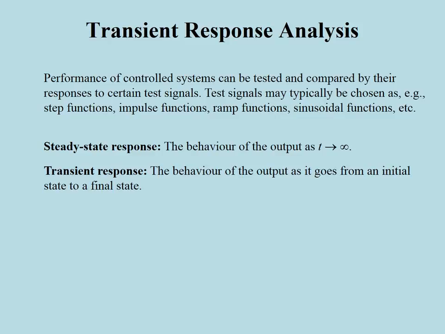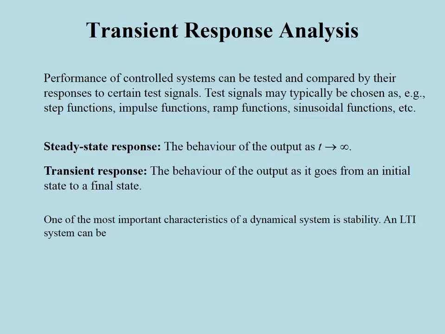There might be cases where you can't reach a steady state. For example, the output of the system may grow unboundedly. In other words, the system may be unstable. In fact, one of the most important characteristics of a dynamical system is stability. A linear time-invariant system can be stable, critically stable, or unstable. We are going to investigate these concepts in the forthcoming lectures in more detail.